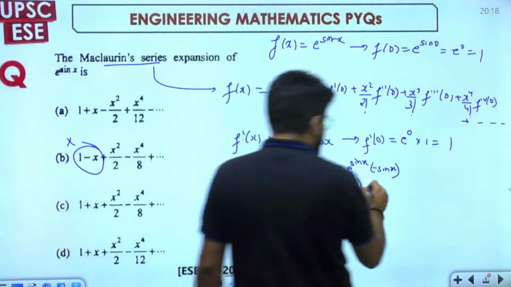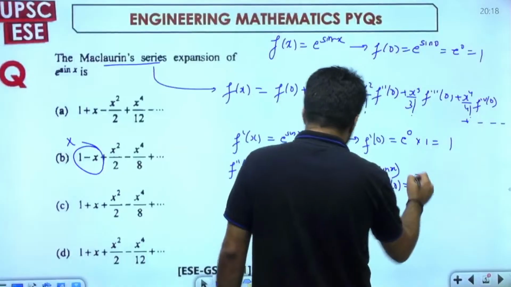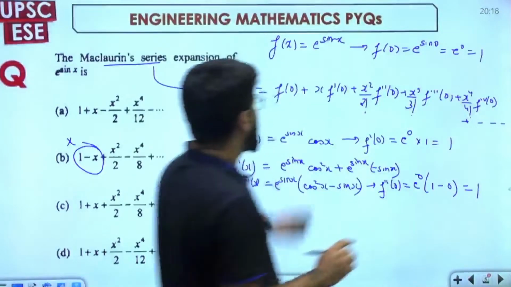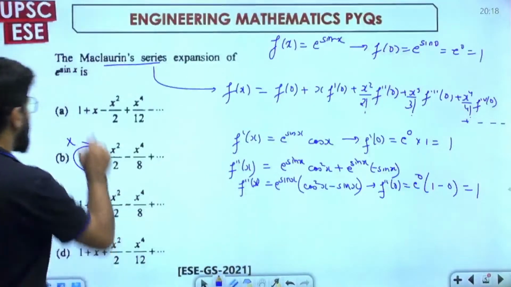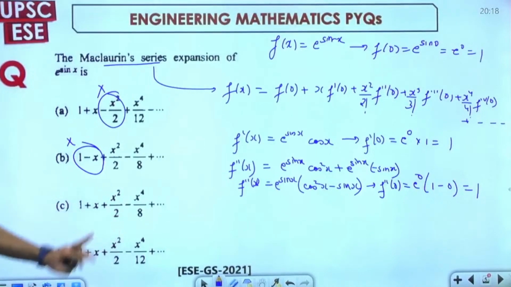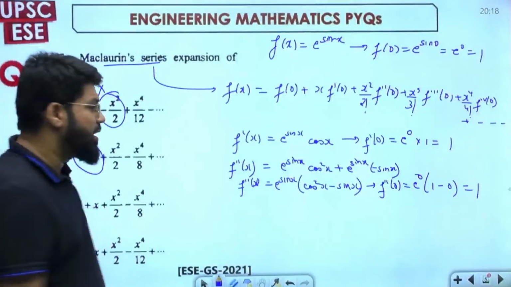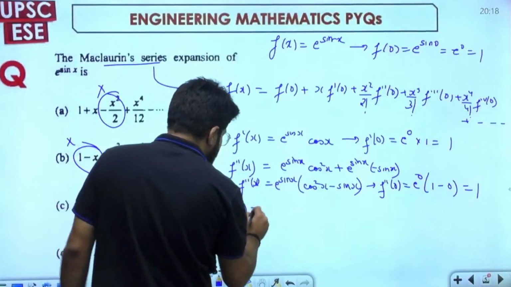Then I want the value of f''(0). So e power 0, sine 0 is 0, cos 0 is 1, sine 0 is 0. So the answer is also 1. If this is 1, so x square by 2 should come, not minus x square. So option A is ruled out. C and D are still valid. That means we will have to go up to the fourth derivative. Probably the third derivative would be 0, that is why it is not showing up here. But we will have to go for the third derivative as a sequence.